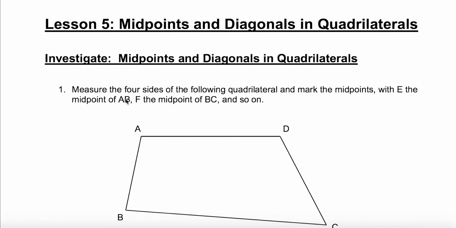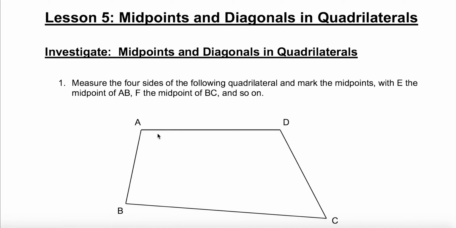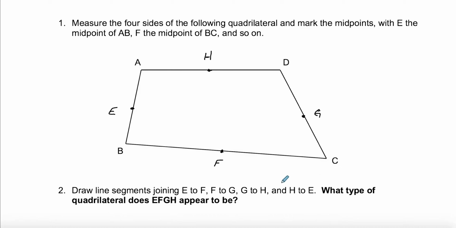But anyway, if we were going to measure the four sides of the following quadrilateral and mark the midpoints, we learned in our last lesson that a midpoint is halfway along a line segment, right in the middle. I had a ruler and measured the lengths of these sides and found the midpoint of each side. It's a little hard to do electronically on a computer, but I found the midpoint of AB, labeled it E, and then F, G, H. This was an odd-shaped quadrilateral, and I used different symbols on every side because none of the sides are the same length.